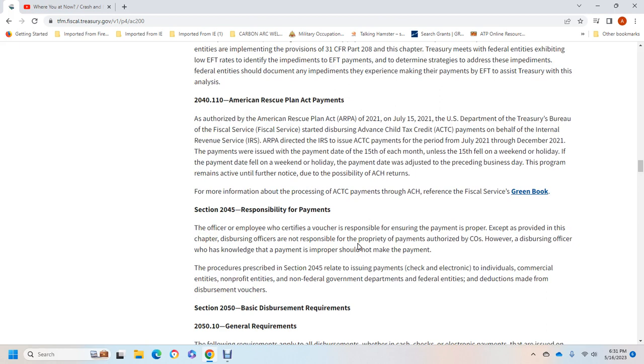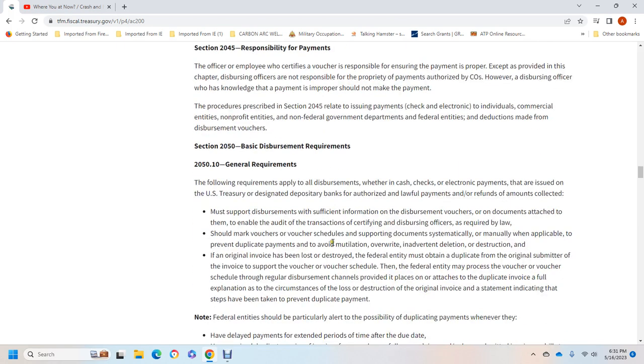Section 2050, basic disbursement requirements. General requirement: the following requirements apply to all disbursements, whether cash, check, or electronic payment, issued through the U.S. Treasury designated depository banks, authorized lawful payments, or refunds of amounts collected. Most important, disbursements must have sufficient information on the disbursement vouchers or documents attached to enable the audit of the transaction. The certifying disbursing officer, where required by law, should mark the voucher, schedule, and supporting documentation systematically, manually where applicable, to prevent duplicate payment, avoid mutilation, override, inadvertent deletion, or destruction of warrants. If the original invoice has been lawfully destroyed, the federal entity must obtain a duplicate of the original submitted for the invoice support.